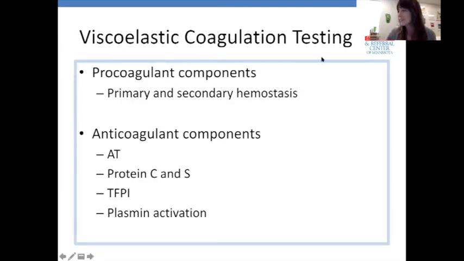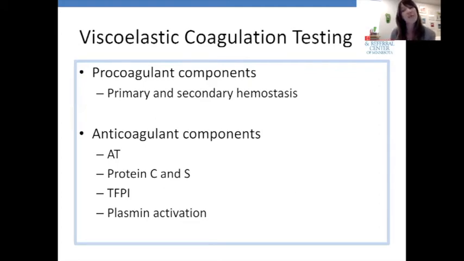What this testing does evaluate, obviously, is primary and secondary hemostasis, as we just talked about. But it also helps us to understand anticoagulant components too, which none of our other tests really help us understand. So we can't gather that information off of a PT, PTT, CBC, or BMBT. And those anticoagulant components are really important in clotting.